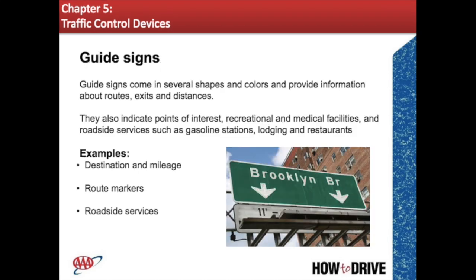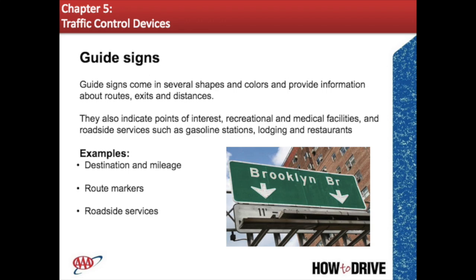Next up, we have guide signs. Guide signs come in several shapes and colors and provide drivers with information about routes, exits, and distances. They also indicate points of interest, recreational and medical facilities, and roadside services such as gasoline stations, lodging, and restaurants. Examples of guide signs include destination and mileage, route markers, and roadside services.